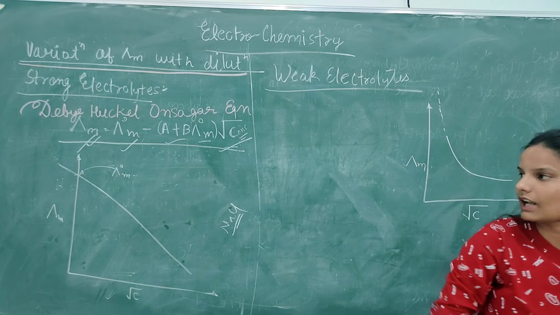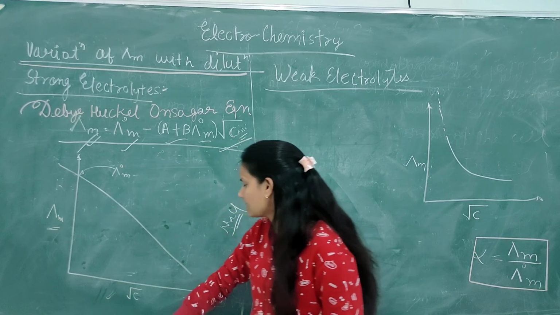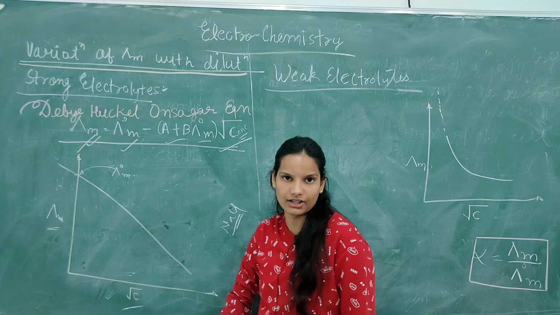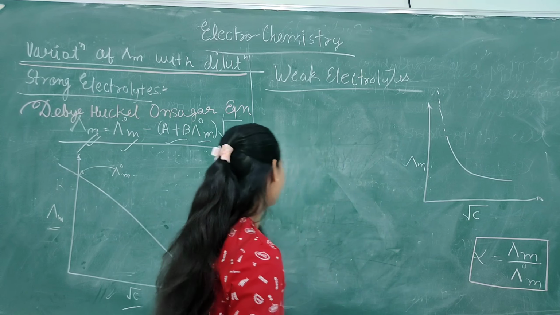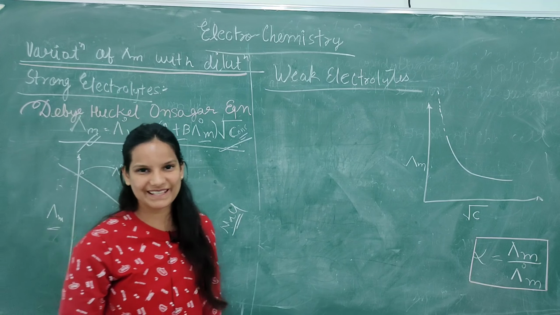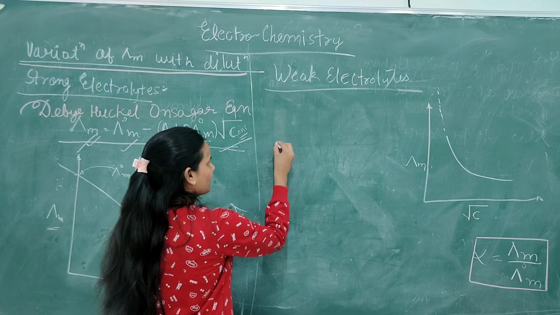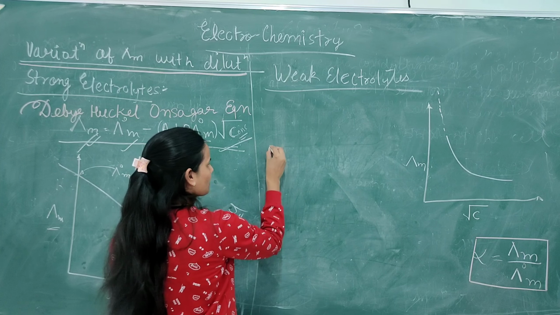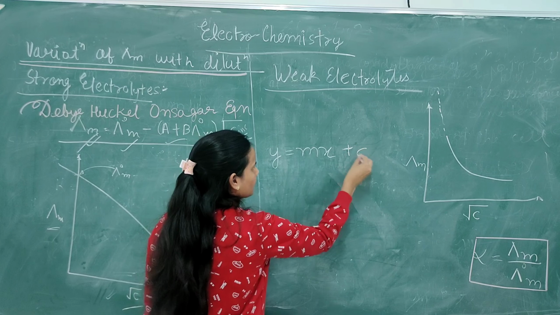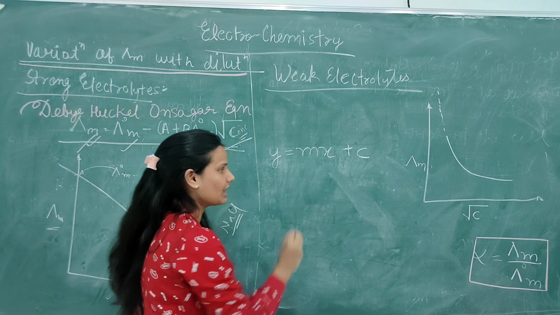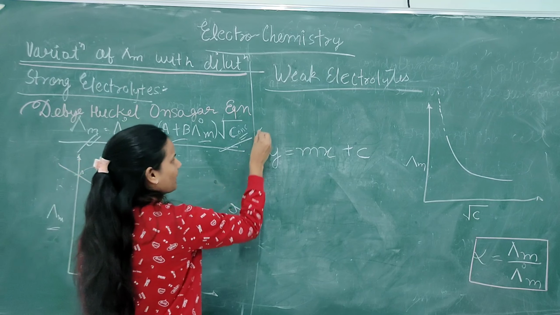Okay, now I can see a graph between molar conductance and the concentration. If I plot a graph, let me give you some basic knowledge again. I'm so fond of basic knowledge first. If we read about the equation of line y = mx + c, this is the equation for a straight line. Let's try to compare this with our equation.